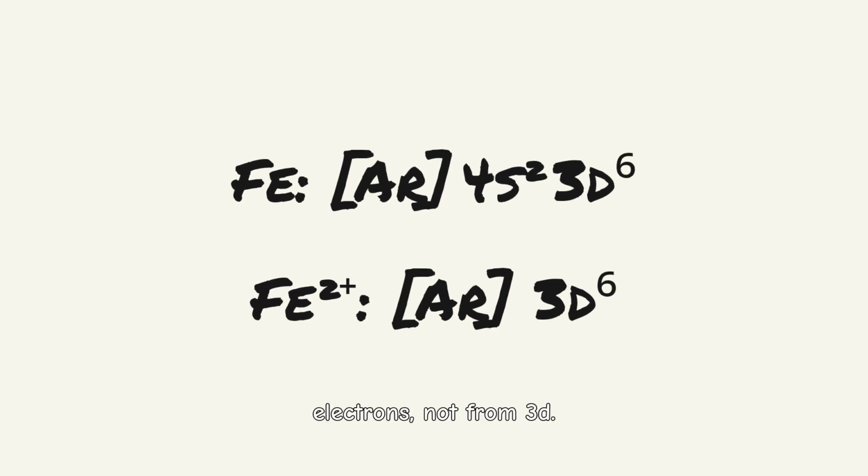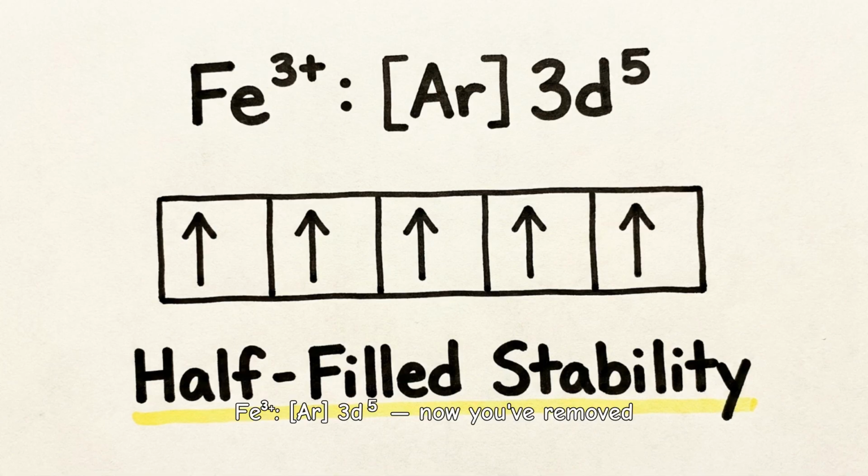Remove both 4s electrons, not from 3d. Fe3+: 3d5. Now you've removed all of 4s and 1 from 3d. Notice Fe3+ has a half-filled 3d subshell, 5 electrons, 1 per orbital. That's extra stable. Some AP questions will hint at stability of half-filled and fully filled subshells for this exact reason.